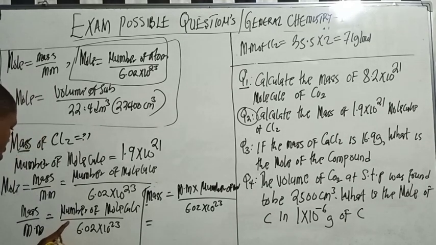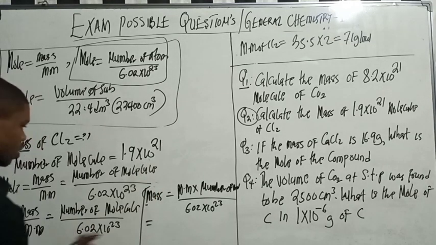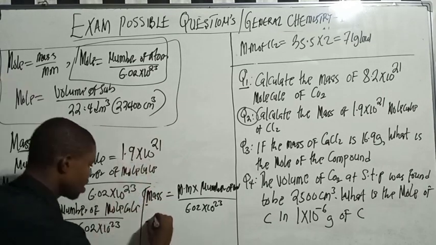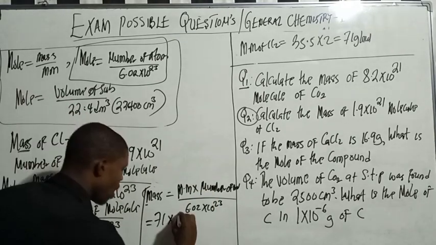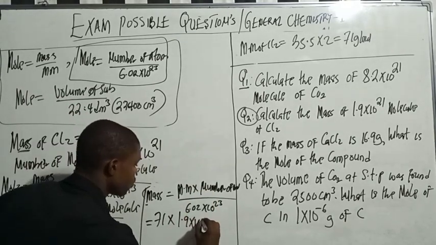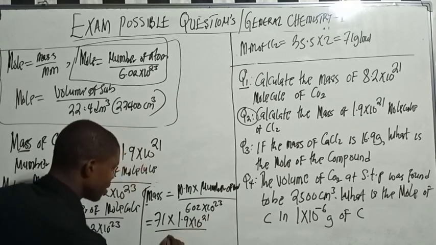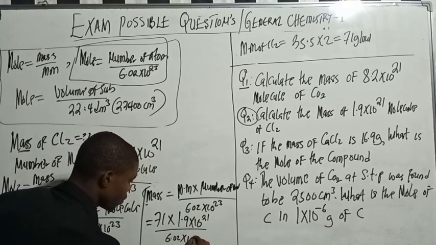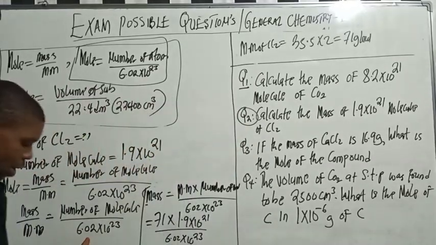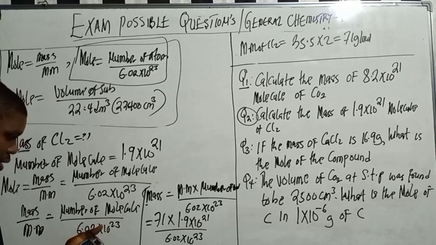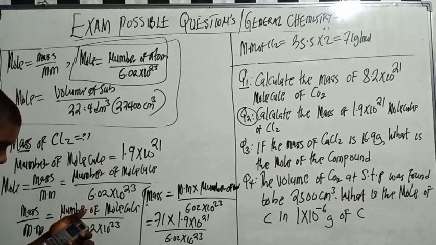So it's going to be the molar mass. Now the molar mass is 71 times the mass of the molecule, which is 1.9 × 10^21 over 6.02 × 10^23, right? So if you use your calculator, you're going to get 71 times 1.9 × 10^21 divided by 6.02 × 10^23.